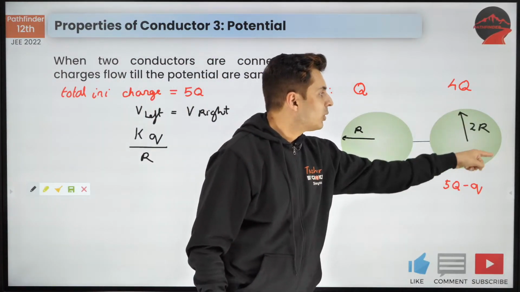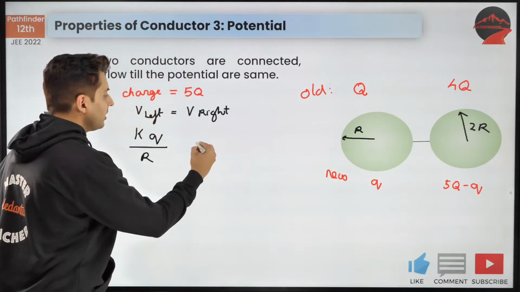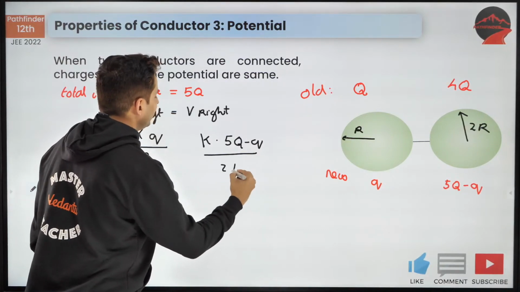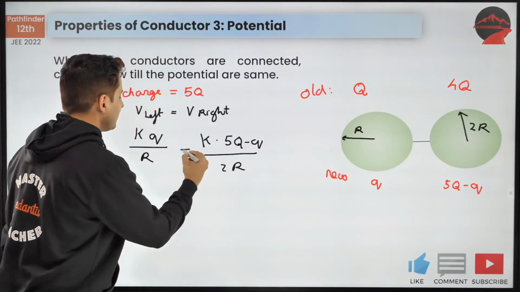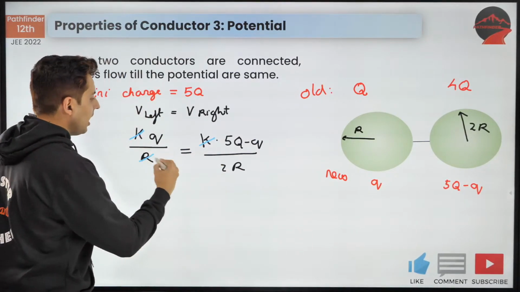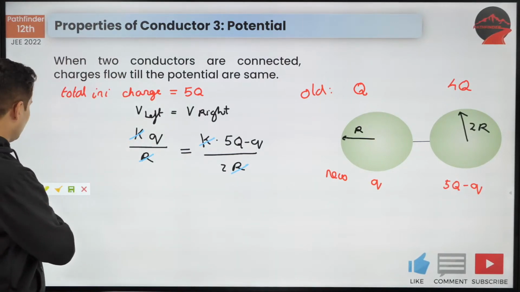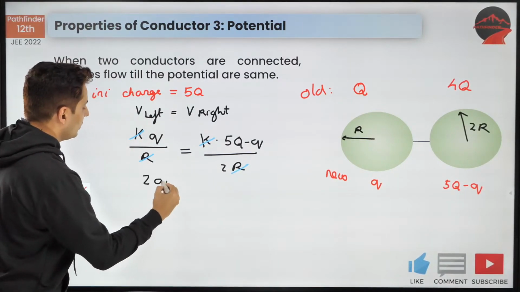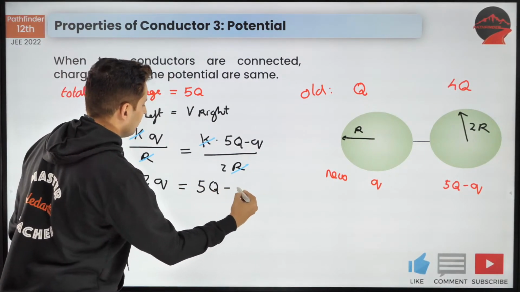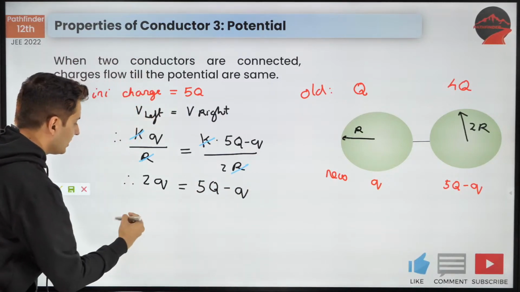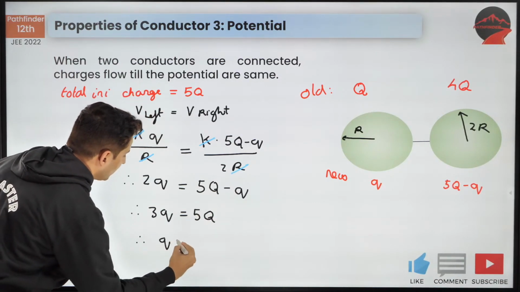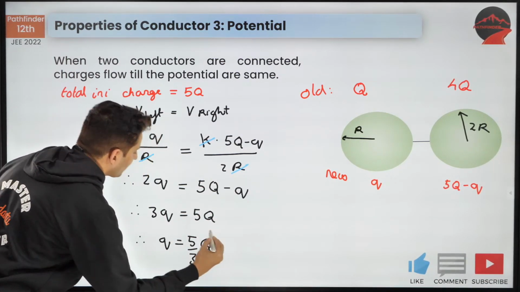And the potential of the other sphere will be k into 5q minus q divided by 2r, because the radius is 2r. Just equate the two. K will get cancelled, r and r will get cancelled. Rearrange the equation, so 2 will come here. So 2q will be equal to 5q minus small q. Rearranging further, 3q is equal to 5q, so therefore small q will be 5/3 of q. So that is the answer.